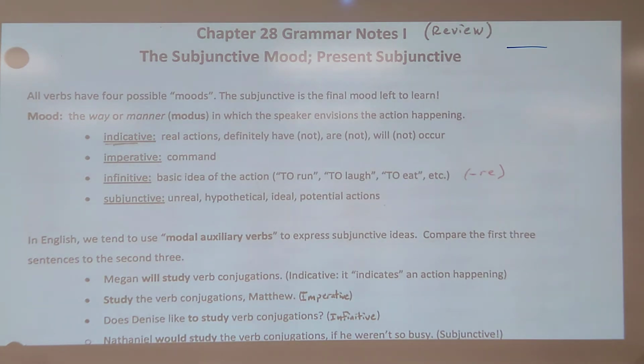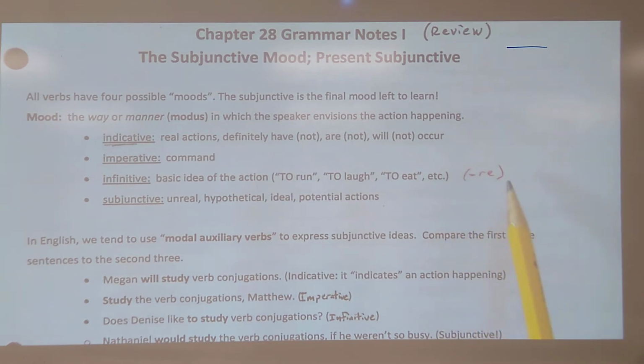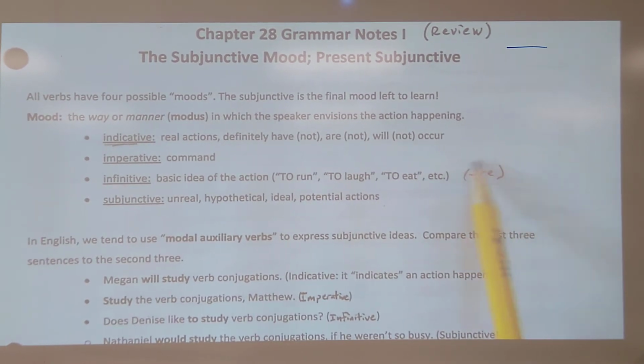The next mood that we learned back in the day was the infinitive, and we talked about this a lot in the other lessons. The infinitive is the basic idea of the action itself, the general idea. So it's the to form: to verb or not to verb. That is the infinitive. So to run, to eat, to laugh, to sing, etc. And in Latin, I just added here on the right, this is the RE form, the second principal part of the verb that ends in RE. That's the infinitive form.